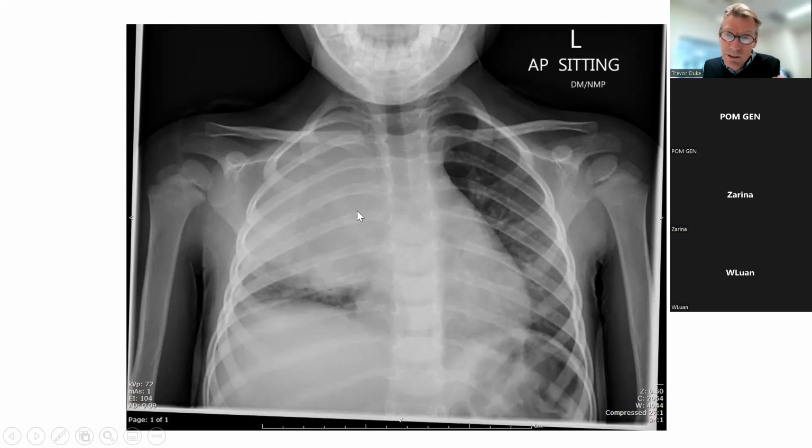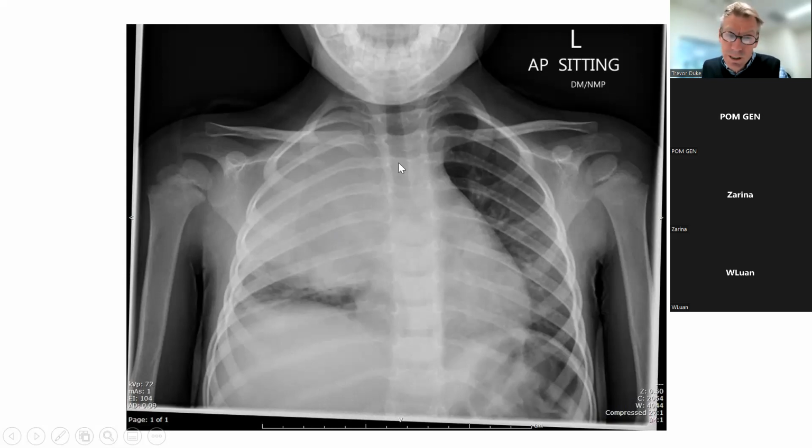It doesn't look like consolidation because you can't see air bronchograms throughout it. And it doesn't really look like collapse because the mediastinum is not shifted towards the side of the pathology. All right, so I just wanted you to see that. If I saw this, I'd be a bit suspicious that there could be a mass there because you've got some aeration below it. But on the other hand, it could be just a large collection of fluid, which in fact it ended up being.